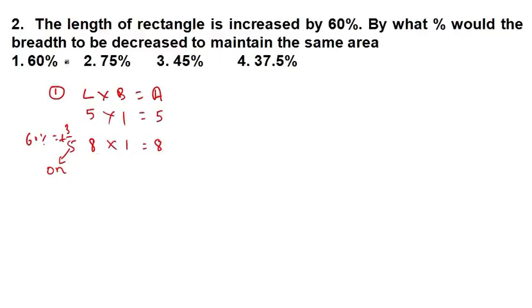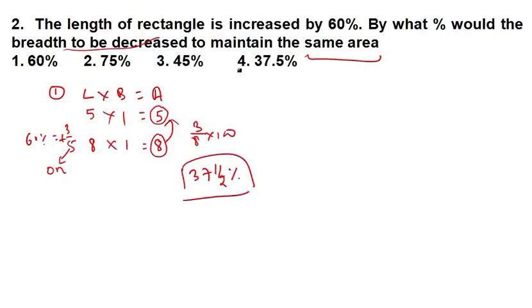Now it is said that to maintain the same area you have to reduce the breadth by how much percentage? Before it was 5, now it is 8. I want to get back my 5, so you have to reduce by 3. On what number are you reducing? You are reducing on 8, into 100. So tell me, what is the percentage value of 1 by 8? It is 12 1 by 2. If you multiply it with this 3, you will get 37 1 by 2%. So option 4 is your right answer.